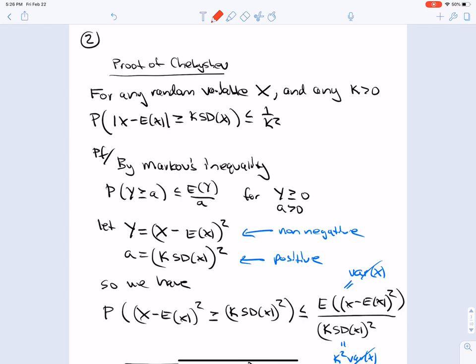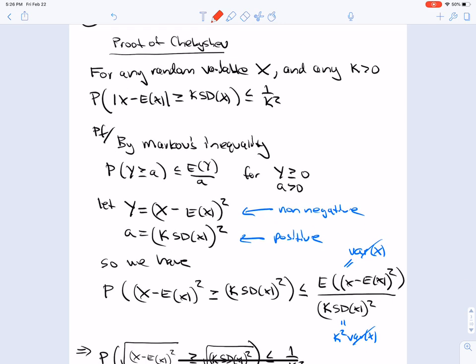So let's go over the proof of Chebyshev. This really follows from Markov's inequality. Markov says the probability that Y is greater than or equal to a is less than or equal to the expectation of Y over a, where Y is non-negative and a is positive. So it involves a smart choice of Y and a. We're going to let Y be the squared deviation from the mean, which is non-negative, and we're going to let a be k times the SD of X, squared.